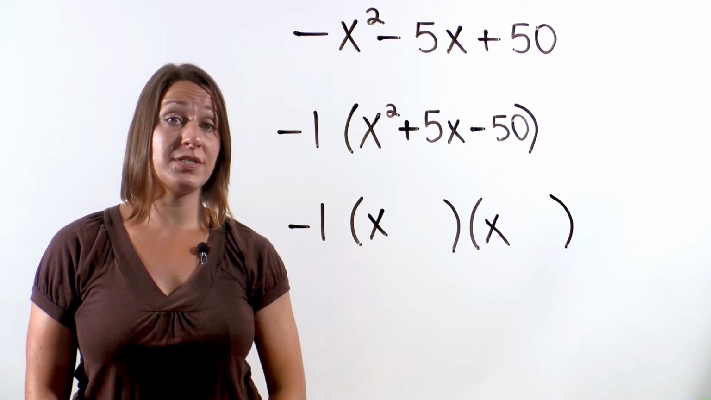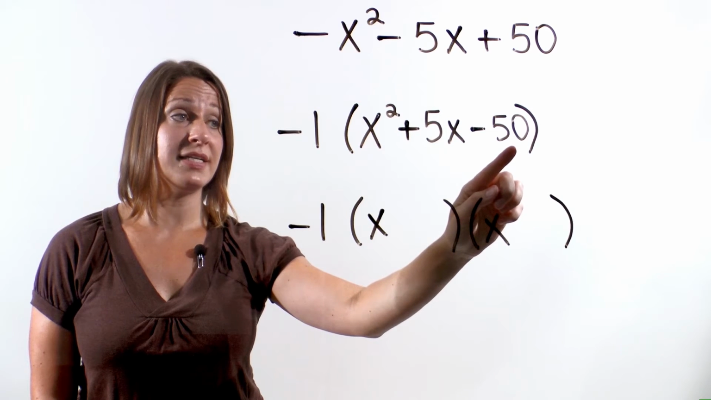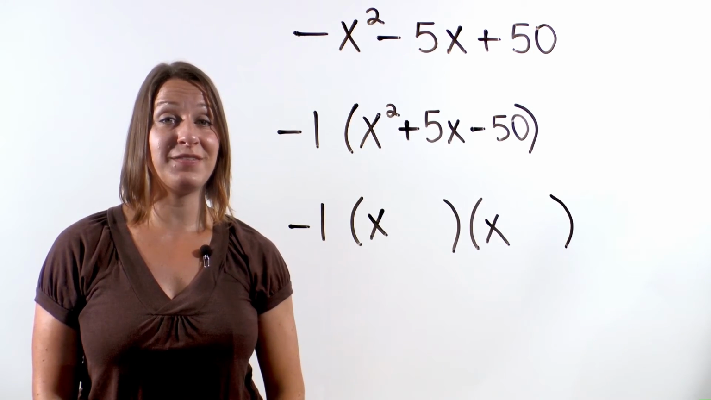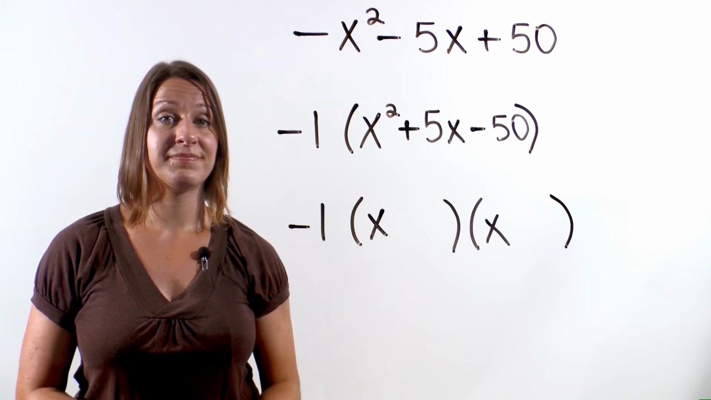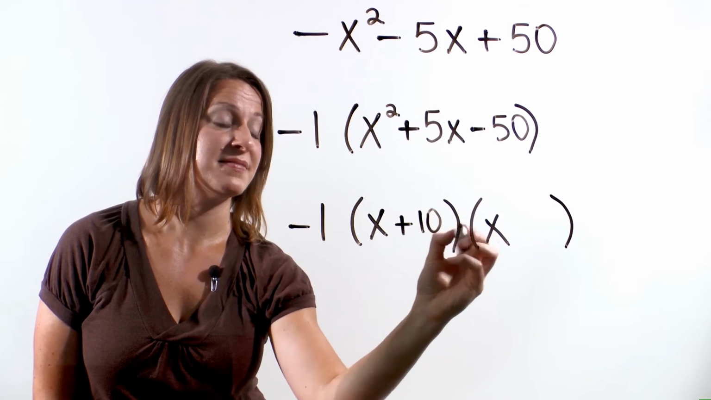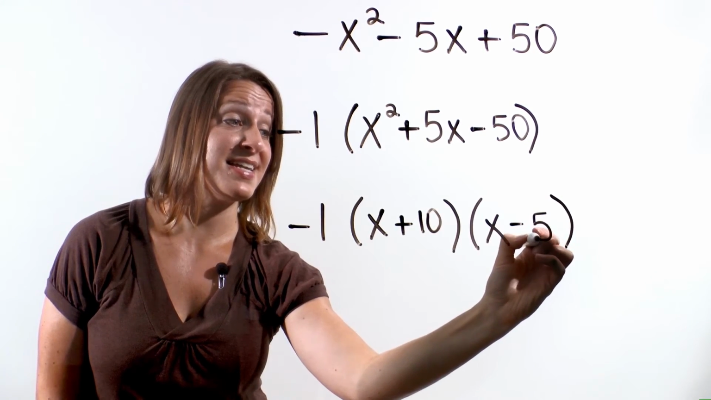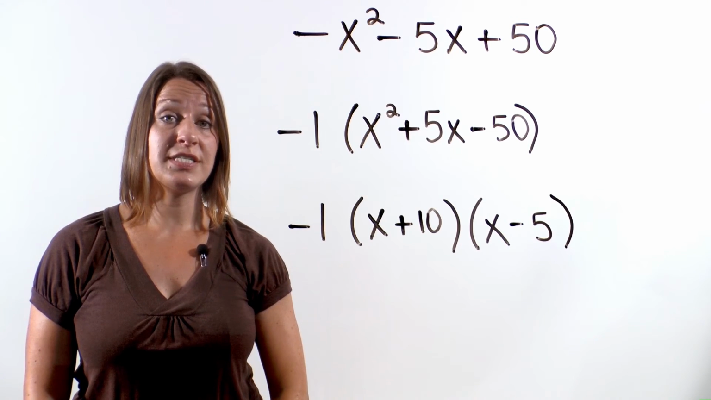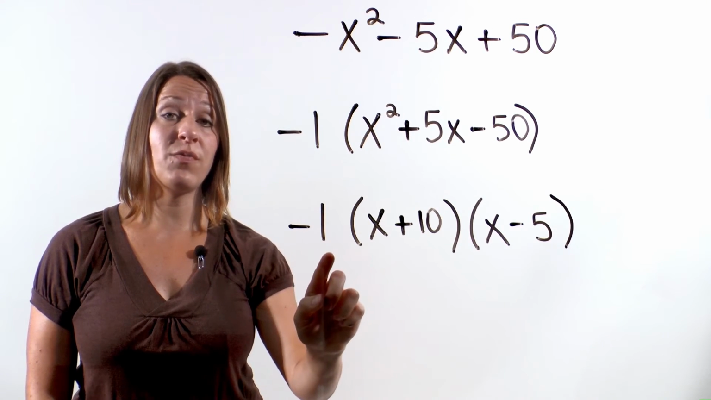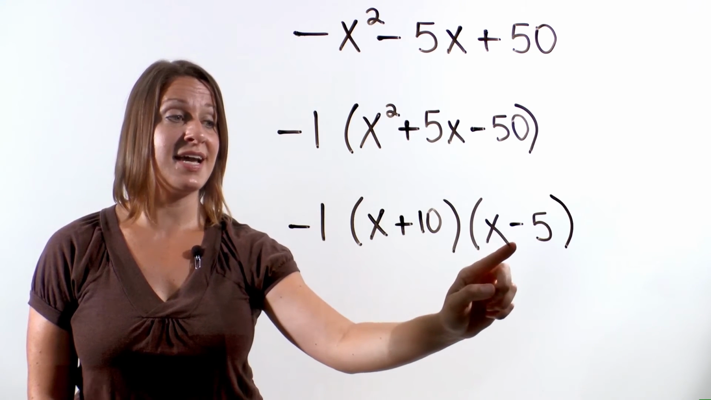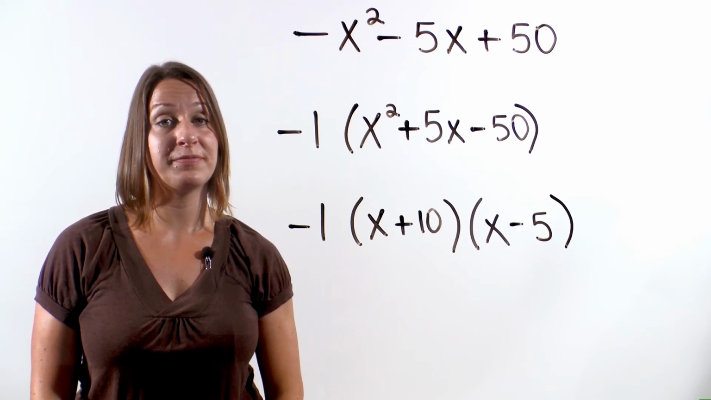Now, 2 numbers that multiply to negative 50 but add to positive 5. It would be a positive 10 and a negative 5. So the final answer to this problem is negative 1 times x plus 10 times x minus 5.